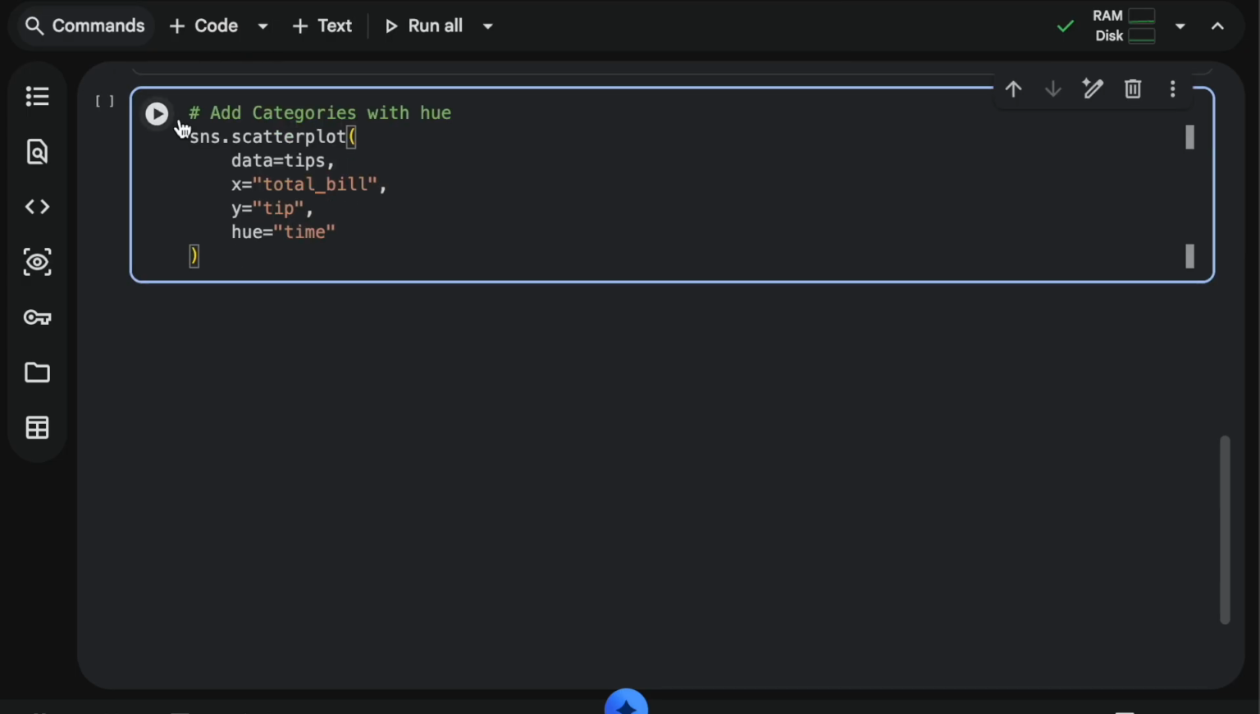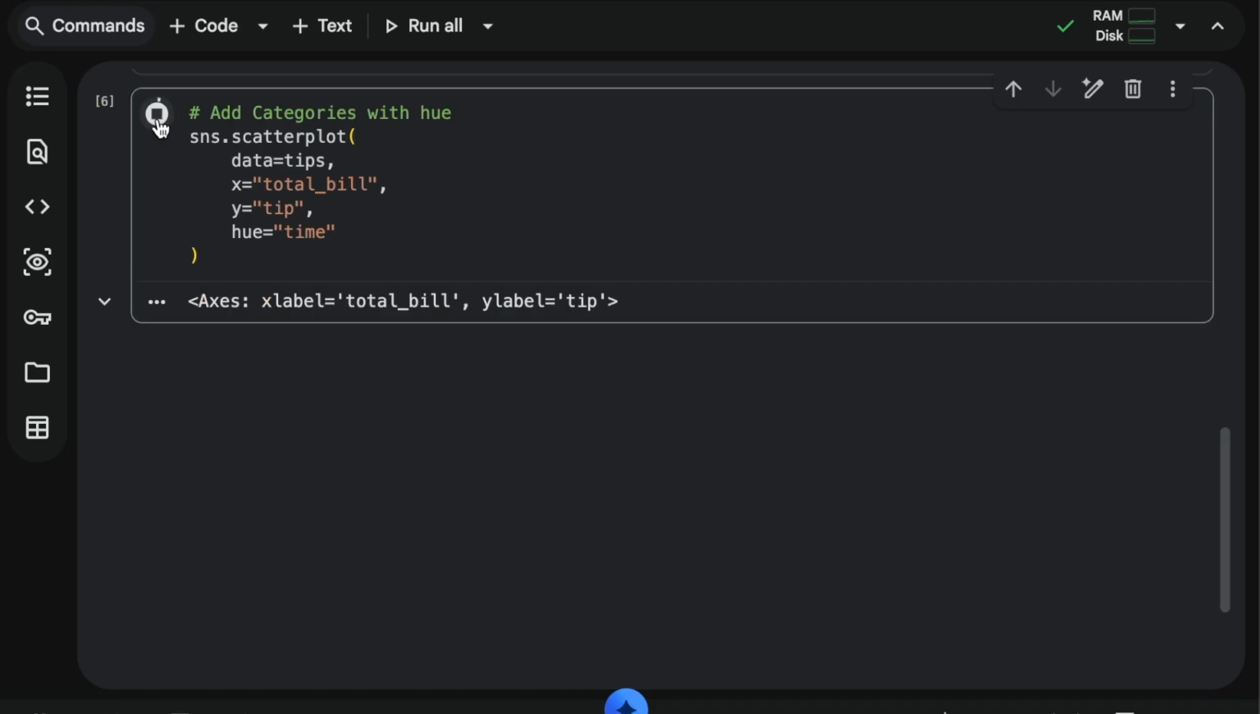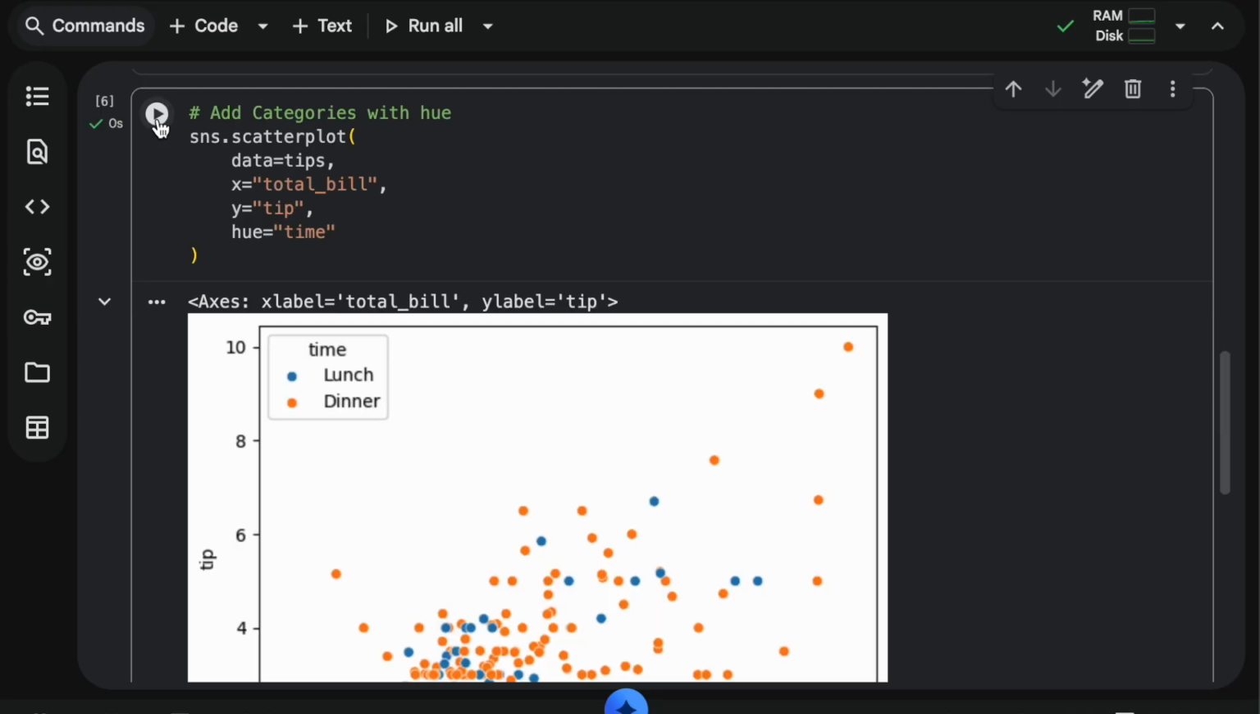Looking closely at the scatter plot, we can observe that dinner bills tend to be higher than lunch bills, which is not surprising given that dinner is often a larger meal. In both lunch and dinner categories, the tips generally increase as the total bill increases, showing a clear positive relationship between the amount spent and the tip left by the customer.